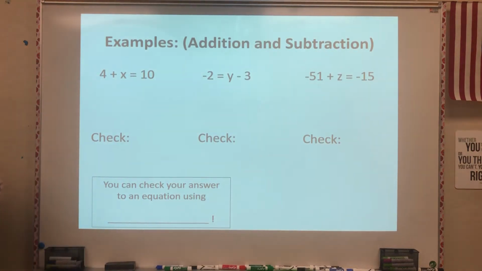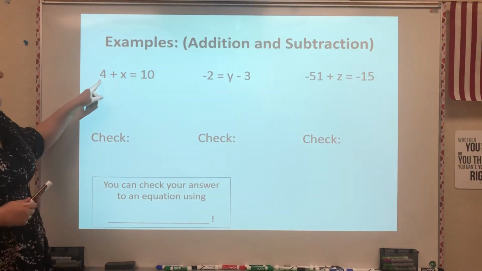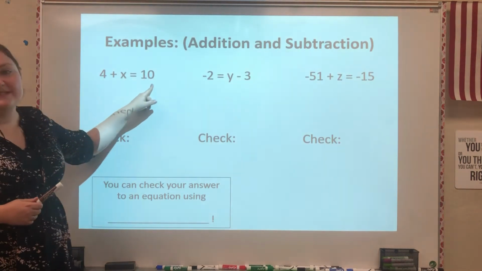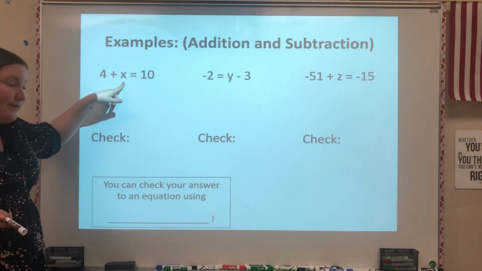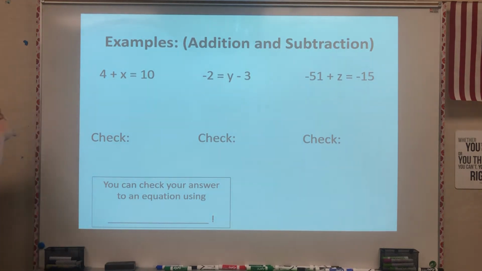So what these steps say is right now I've got 4 plus x equals 10. Remember, we're trying to figure out what number x is, and you might already know that. And that's okay. That's great that you already know what it is.